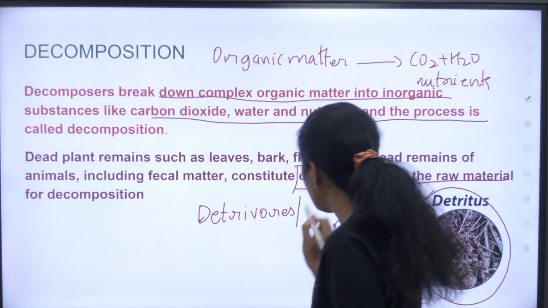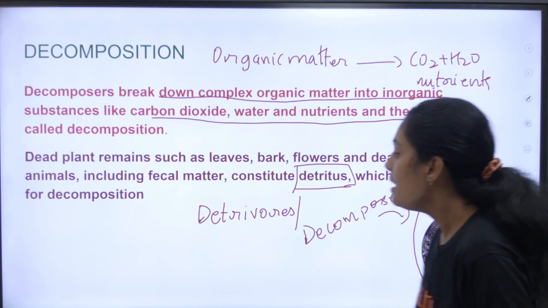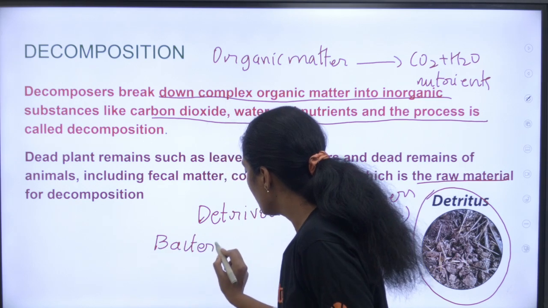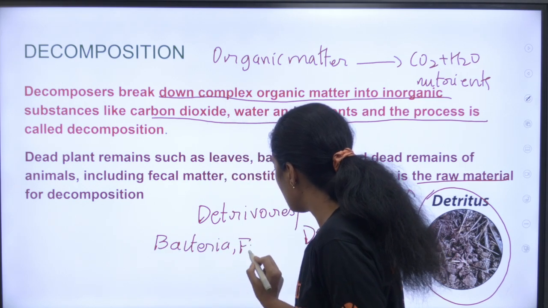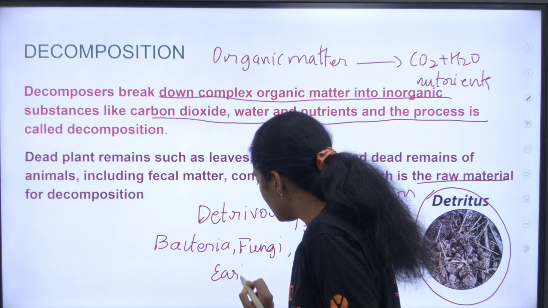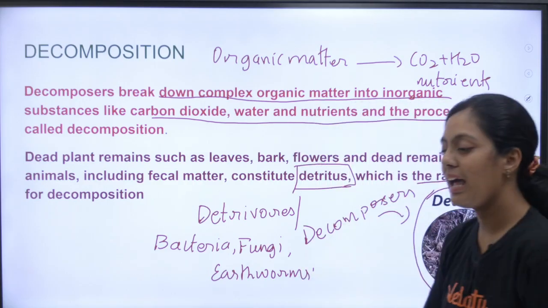Okay, so detritivores or decomposers, the both of them mean the same. Some examples of detritivores are bacteria. Okay, then you have fungi, then you have earthworm. Okay, these are all some of the examples of detritivore organisms.